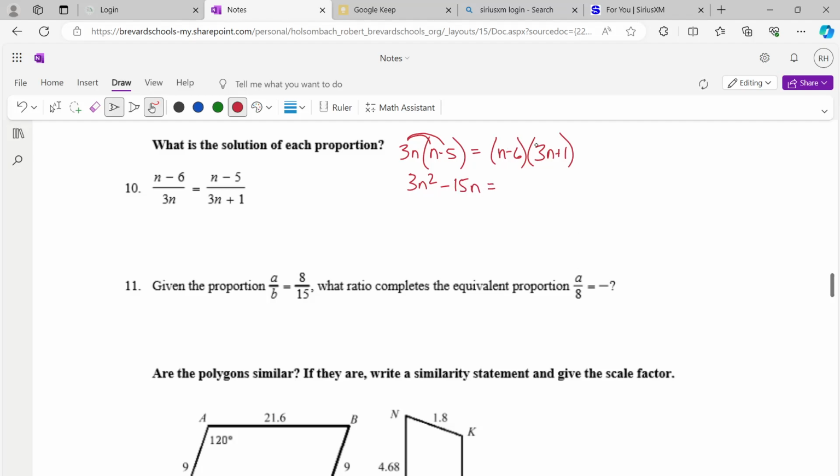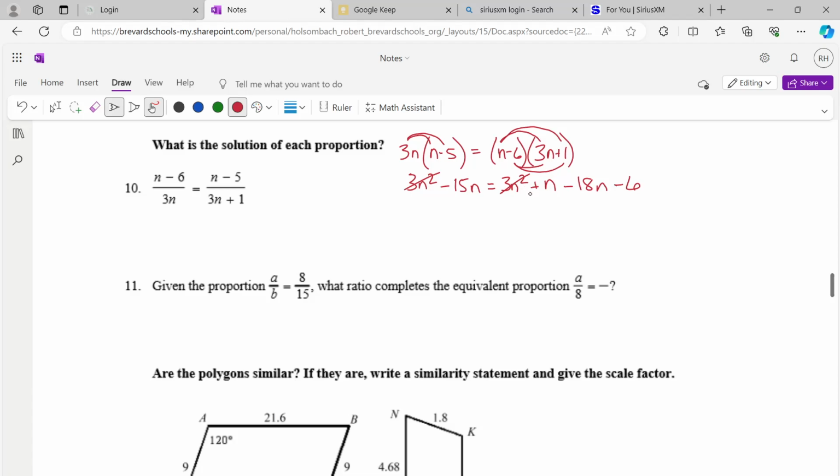You got a binomial times a binomial on the right, so you have to do the distributive property twice. N times 3n is 3n squared. N times 1 is positive n. Negative 6 times 3n is negative 18n. And negative 6 times 1 is negative 6. So if we've got a positive 3n squared on each side, instead of subtracting 3n squared from each side, just cancel them out. That's what's going to happen anyway.